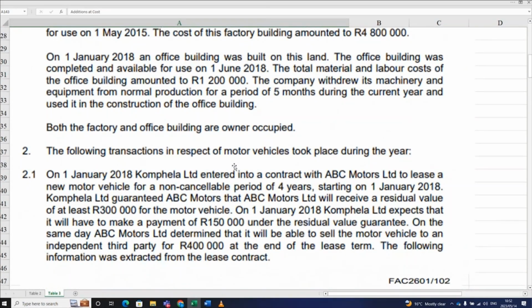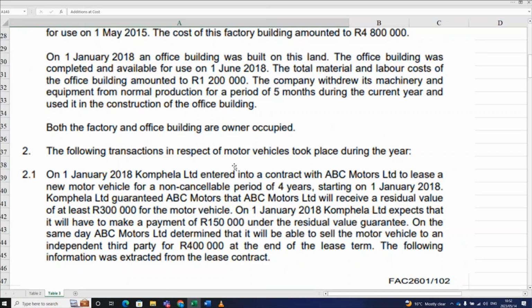The following transactions in respect of motor vehicles took place during the year. On 1 January 2018, Komphela Limited entered into a contract with ABC Motors to lease a new motor vehicle for a non-cancelable lease period of 4 years. Starting on 1 January 2018, Komphela guaranteed ABC Motors that ABC Motors will receive a residual value of at least 300,000 for the motor vehicle.